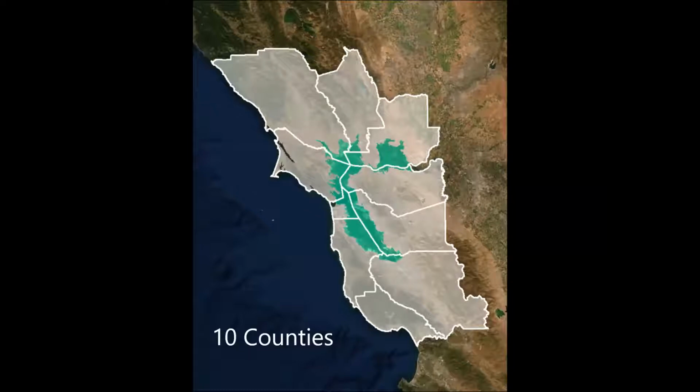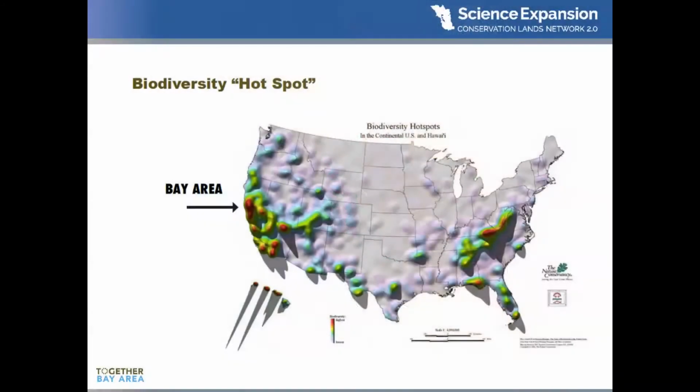The Baylands we have a complementary or sister framework called the Baylands Habitat Goals Project. You can think of the Conservation Lands Network as the Uplands Habitat Goals Project. In fact, that was its original name. So why do we do this?